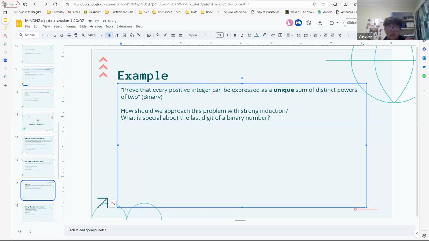So the last digit of a binary number is either 0 or 1. And why is this special? Okay, firstly, does everyone know what binary is? Can someone tell me what 5 from decimal would be in binary?